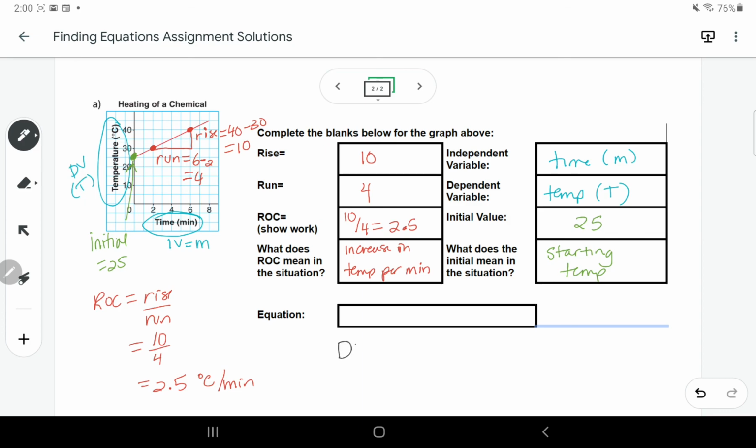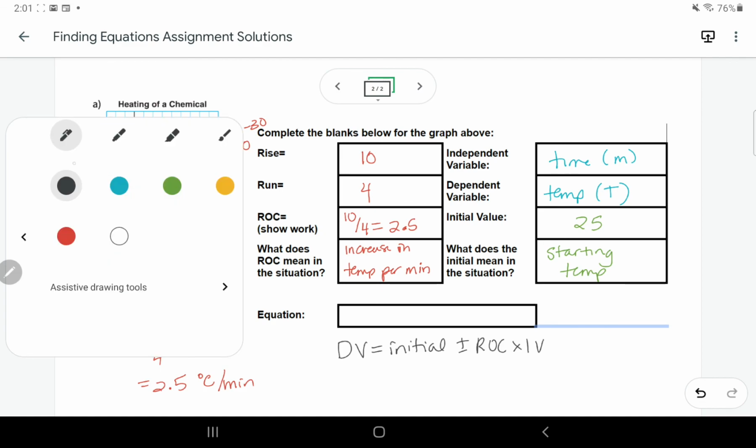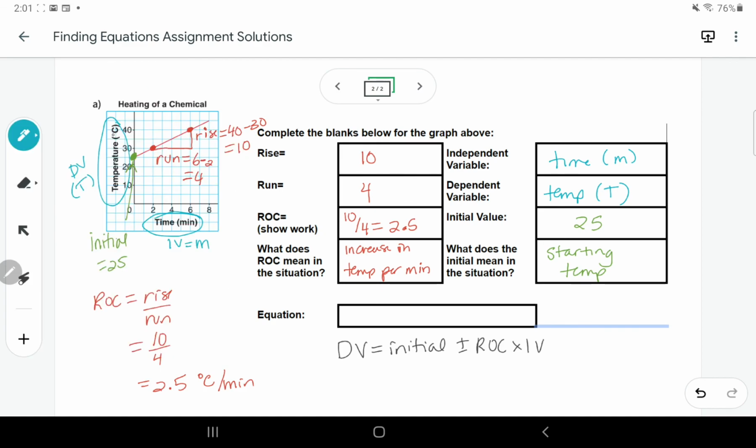Remember, I'm always using dependent variable equals initial plus or minus the rate of change times the independent variable. So then I just want to put in all of the things that I've found. My dependent variable is T for temperature equals the initial, which was 25, plus or minus. This line is going up, so I'll put a plus. It's going up in temperature. The rate of change is 2.5. And the independent variable is m for how many minutes. And that's your equation. So that's how you do both of those.